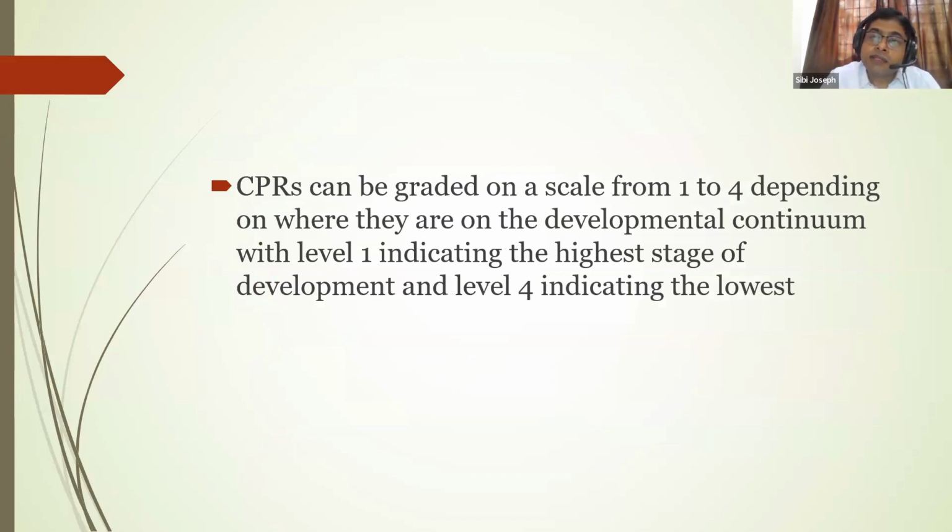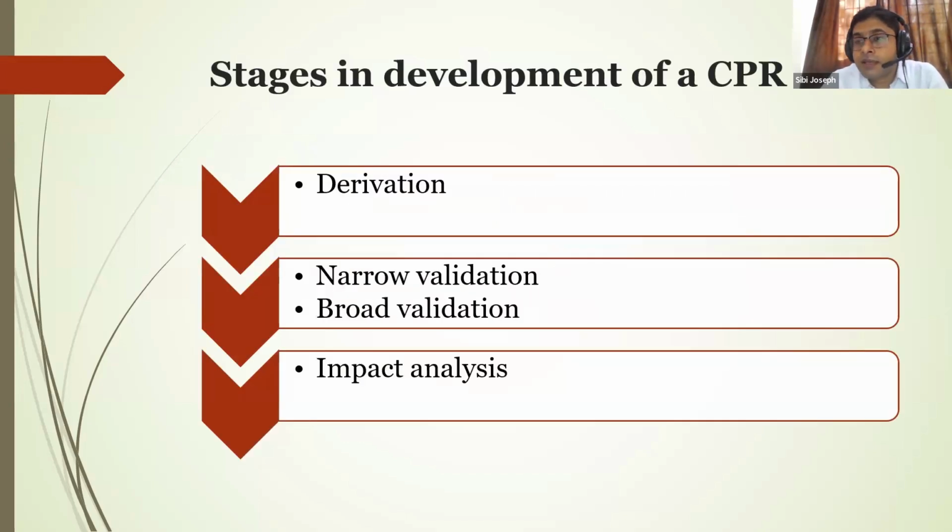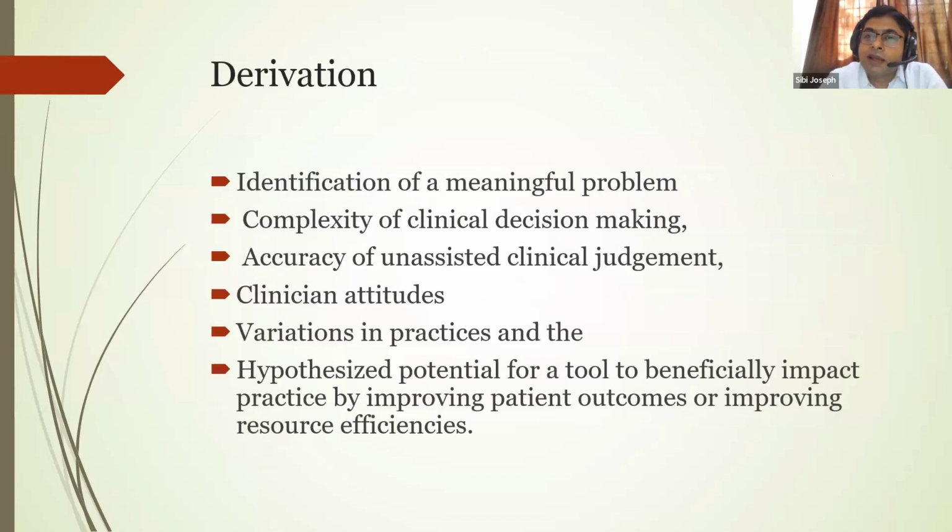CPRs can be graded on a scale from 1 to 4 depending on where they are on the developmental continuum, with level 1 indicating the highest stage of development and level 4 indicating the lowest. So based on the stages in the development, you have to grade from 1 to 4. I repeat the 4 stages. Derivation is the first stage. Then you have narrow validation, broad validation, and lastly, impact analysis. So in the derivation stage, you identify a meaningful problem.